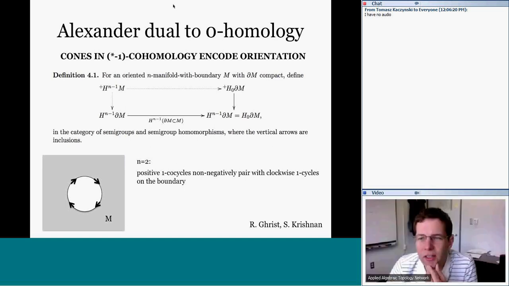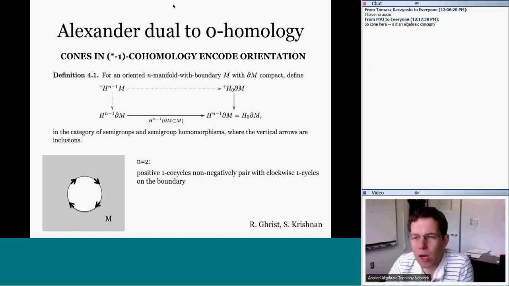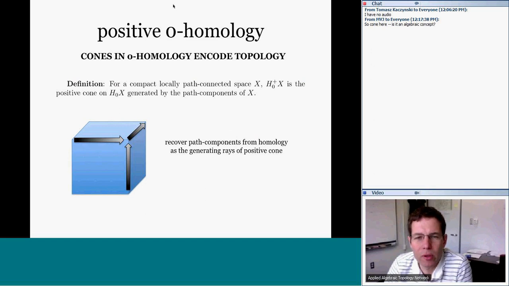Sorry, can I interrupt you for a second? Yeah. Can you explain again what the positive cone on the zero homology is? Yeah. How should we be thinking of that?